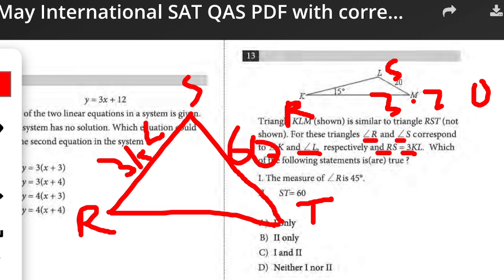Alright. And then the angles are the same. The angles don't change. It's not like 3 times the angle. Let's say this is like 100 degrees or something. The sum of the angles has to add up to 180 degrees, so it's not going to work out like that. So this is still going to be 15, and then these two angle measures, angle L and angle M. So the measure of angle R is 45 degrees? Nope, it's still 15. ST equals 60, we established that. It's the second only, so 13 is B. That is a basic geometry level question that you should be able to do.